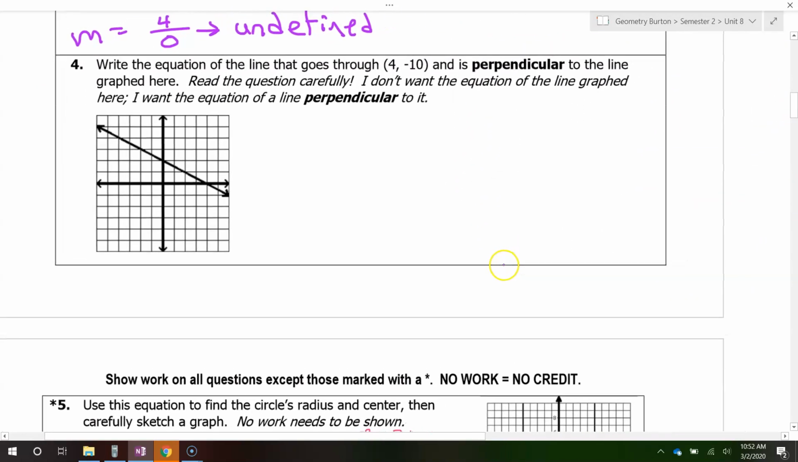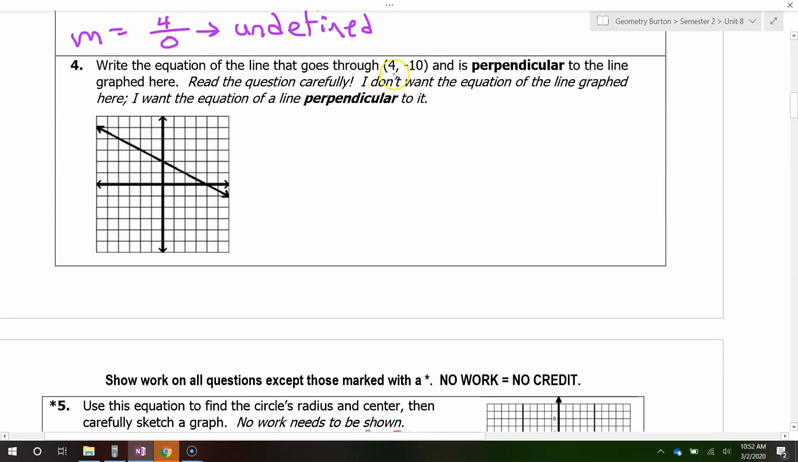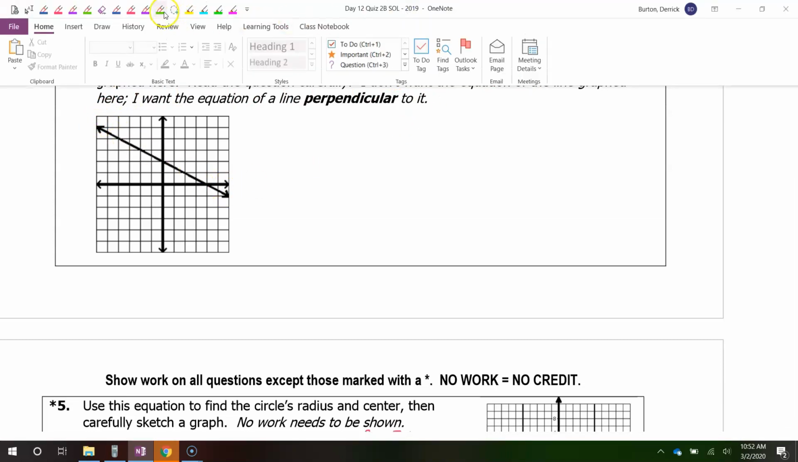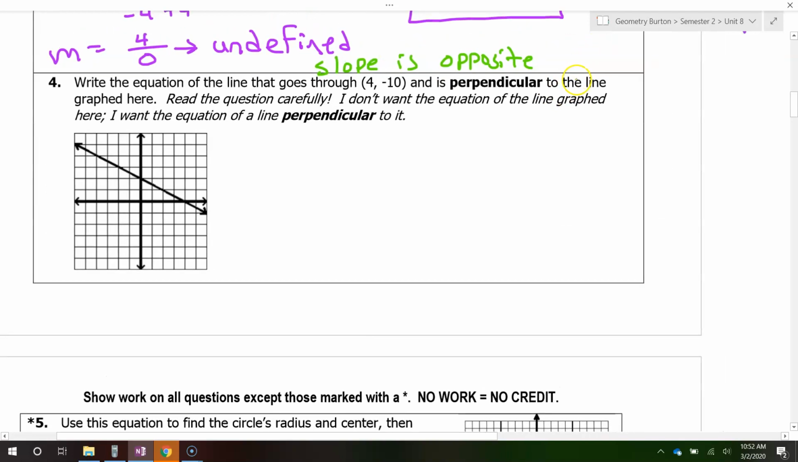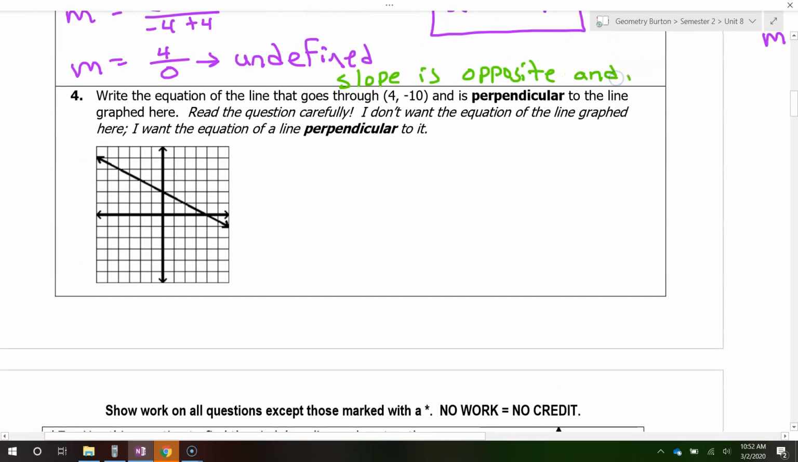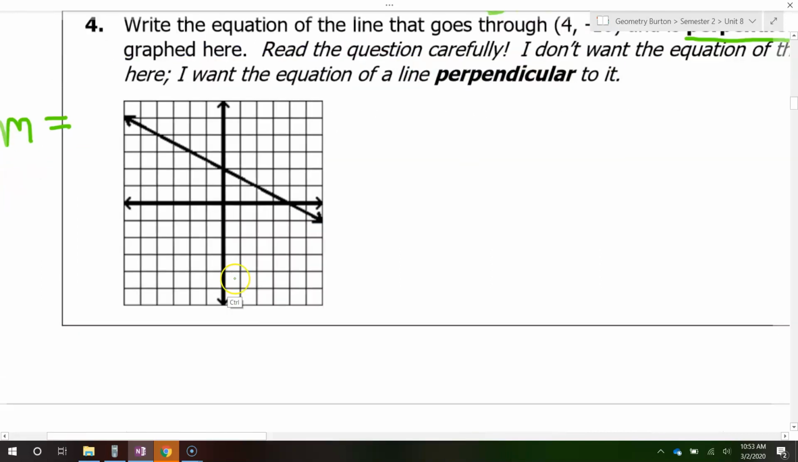Okay. Now, write the equation of the line that goes through this point and is perpendicular to the line that is graphed here. All right, when I see the word perpendicular, here's what pops into my head. The slope is opposite and reciprocal. Okay, that's the phrase we always use whenever you see perpendicular. The slope is opposite and reciprocal. So let's start by identifying the slope of this line right here. All right, I think I'm going to zoom in on it.